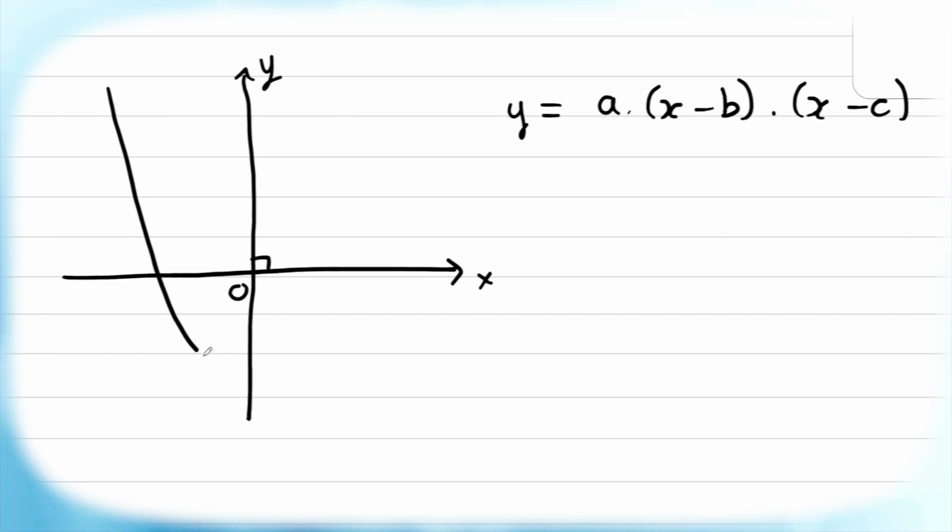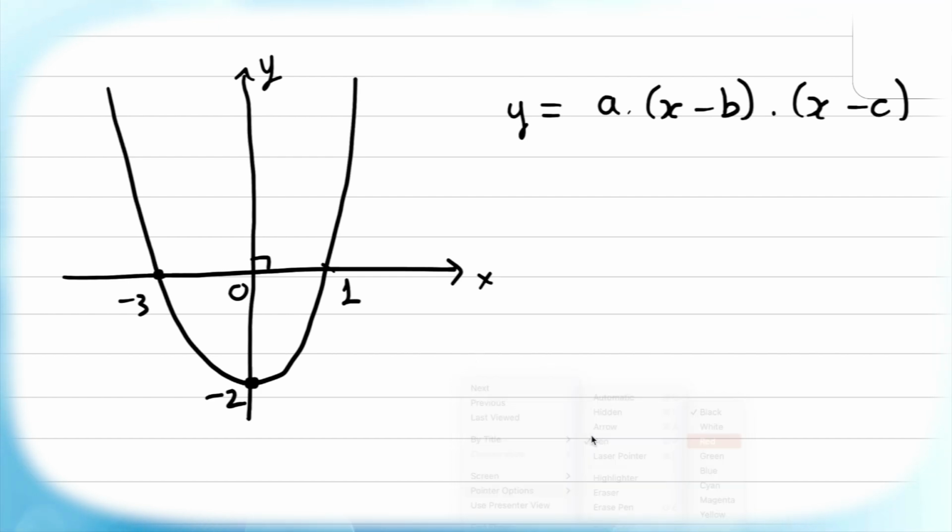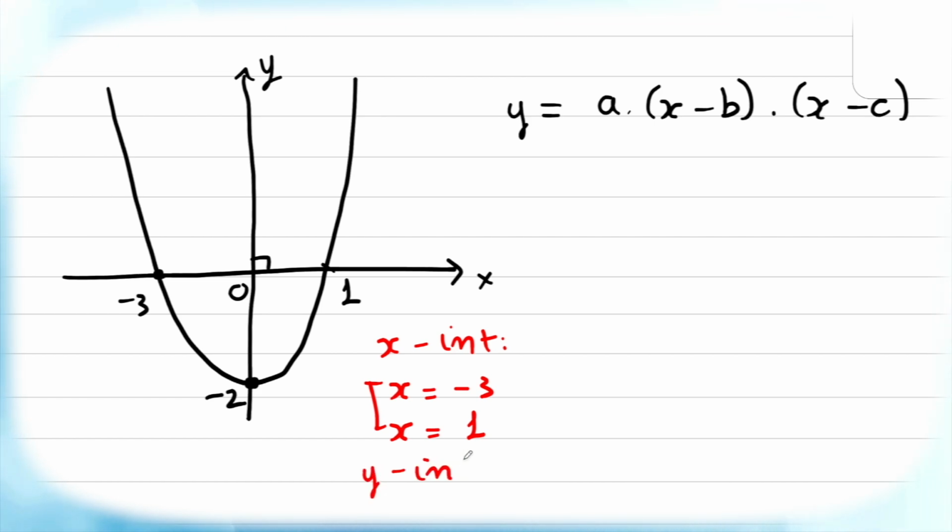We have a parabola like this, and you got -3 here, you got 1 here, and you will have the y-intercept here. The y-intercept here will be -2. Okay, so how much information do we get from here? You got the x-intercepts, x equal to -3 and x equal to 1. You got the y-intercept, which is -2.